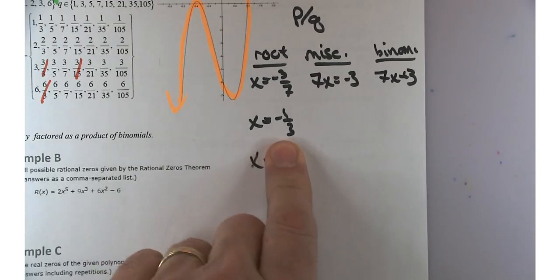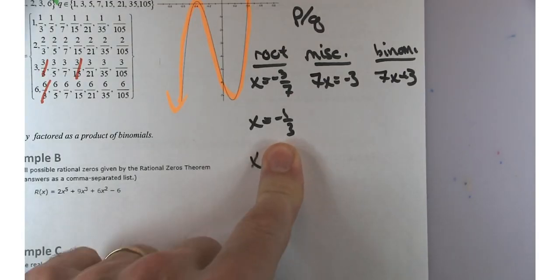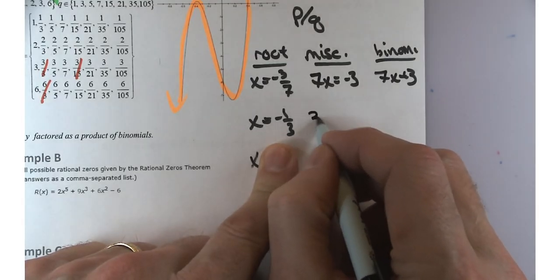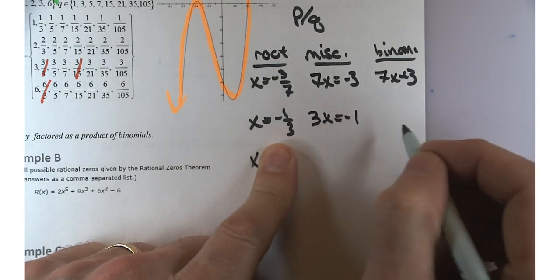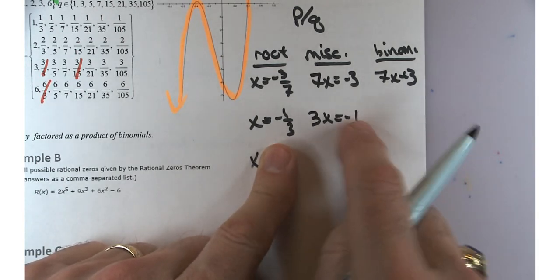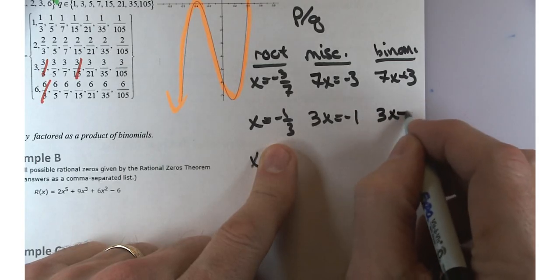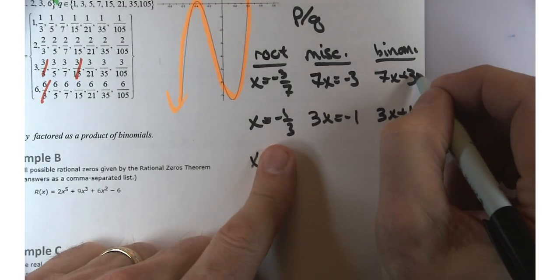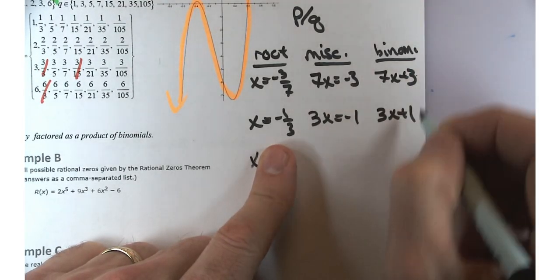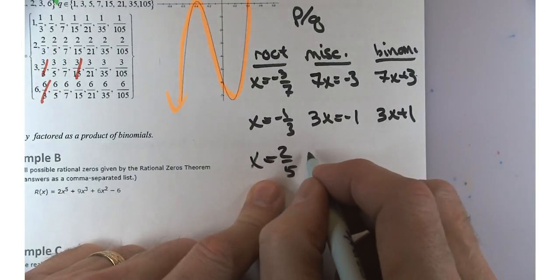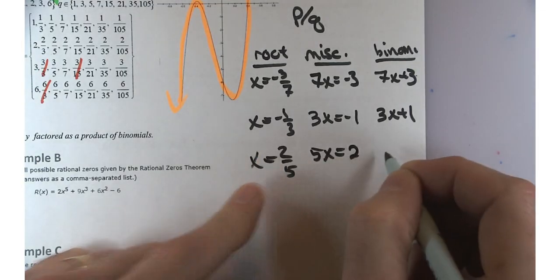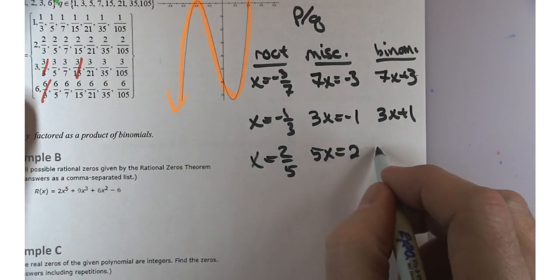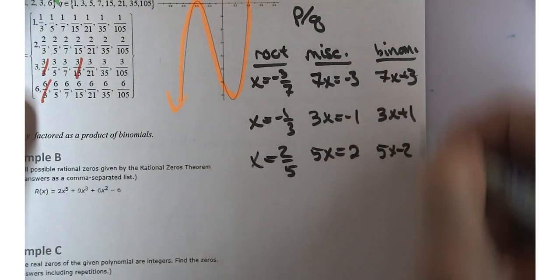What would that look like if I did that down here? This middle step would be 3x equals negative 1. And then move that over, 3x plus 1. Really, it's equals 0. I don't have room for that equals 0, sorry. And then finally, 5x equals 2. What's the binomial that I get from that? 5x minus 2. And technically, those all equal 0.